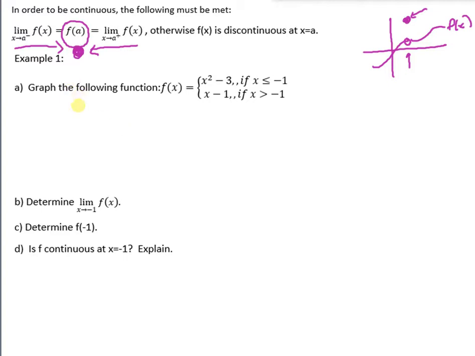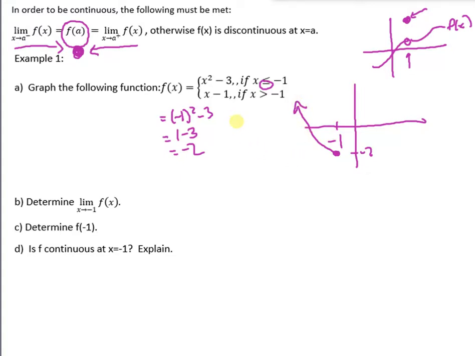Let's try example 1. Let's graph the following function. It's a parabola of x squared minus 3 when x is less than or equal to negative 1. As I was showing you before, I would put in negative 1 squared minus 3, so 1 minus 3, negative 2. Including, and this is important, including that negative 1, we're going to plot it at negative 2. It's going to be a parabola that opens up because it's positive.